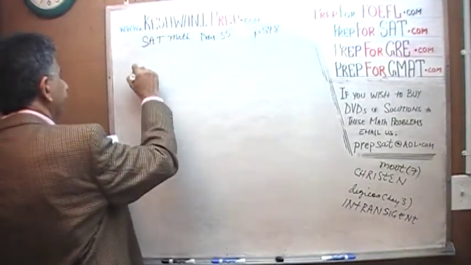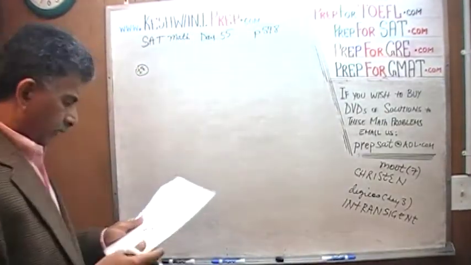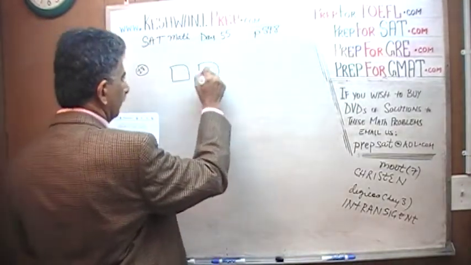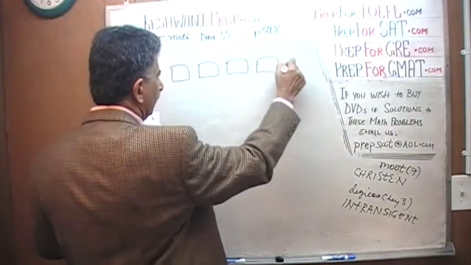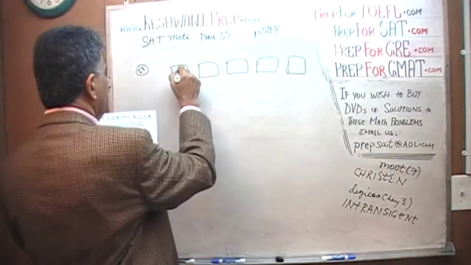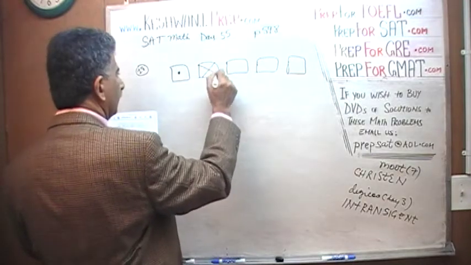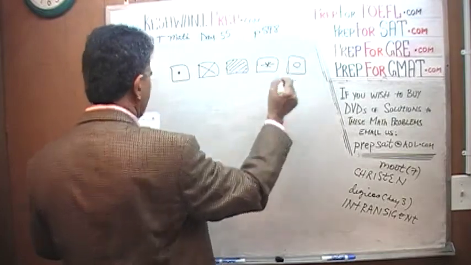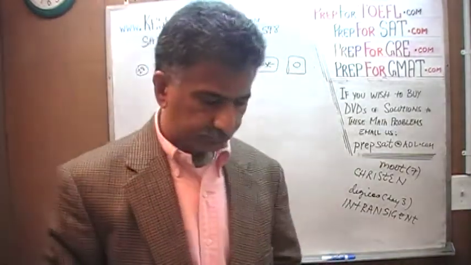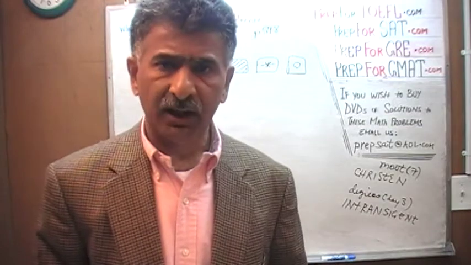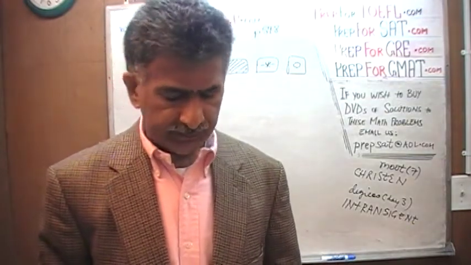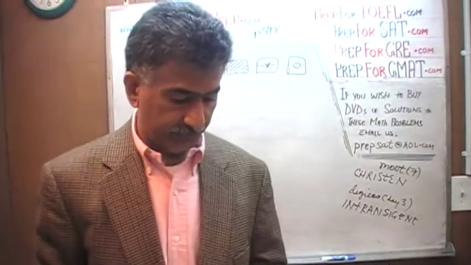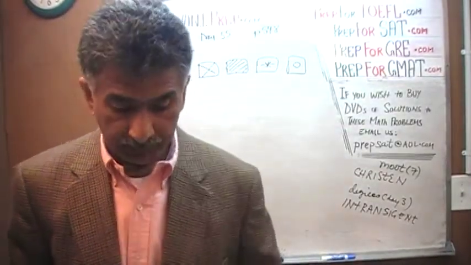In 18, we are told that we have 5 cards. They look something like this: 1, 2, 3, 4, and 5, with a dot on it, and an open circle. And we are told that we are to place these cards in a row so that this one is never at either end. And the question simply is, how many arrangements are possible?